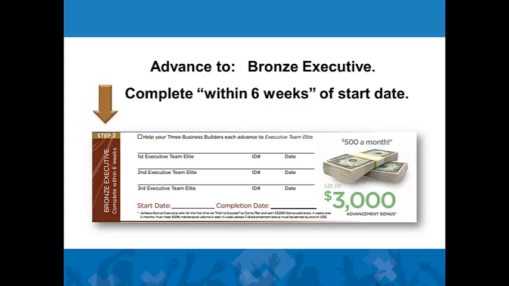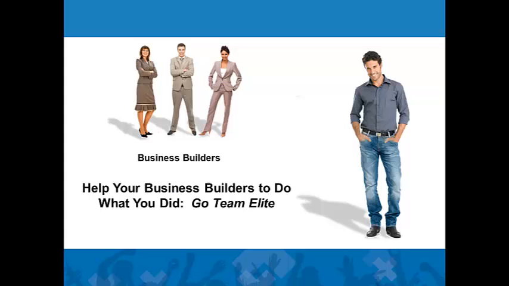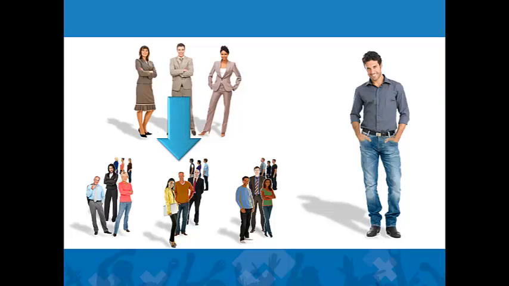So you want to make sure that you get to bronze executive within 6 weeks of your start date. Here's how you do it. You work with the business builders that you've brought in, those 3 business builders, to help them become Team Elite executives by sponsoring 3 business builders and 3 preferred customers each. How are they going to do that? They're going to do that by following the Make More Change form. That simple. They're just using the system.